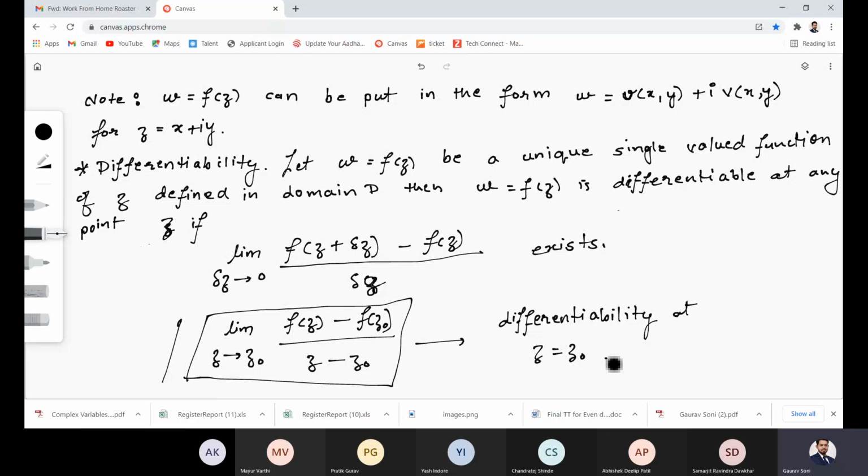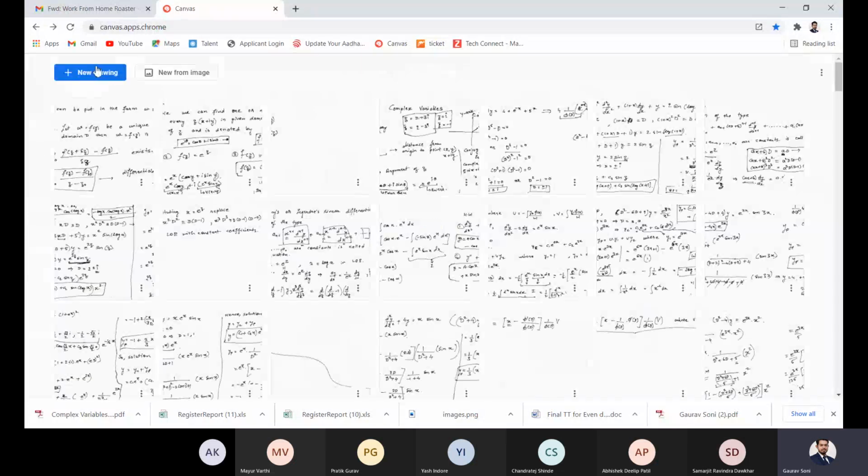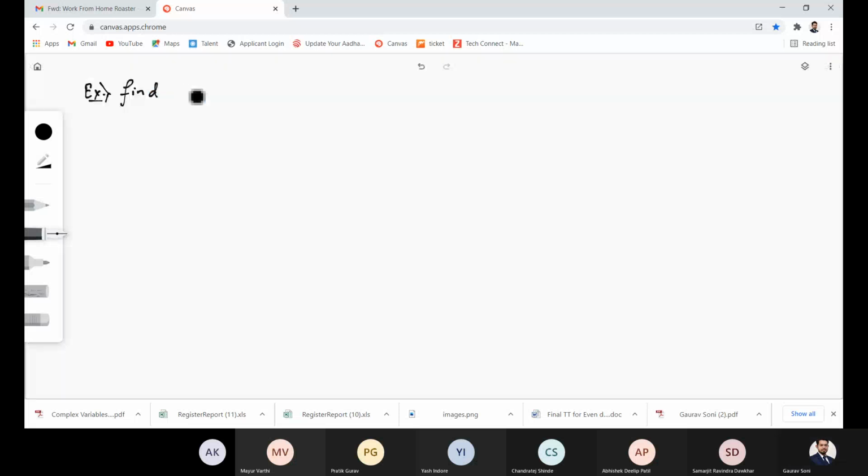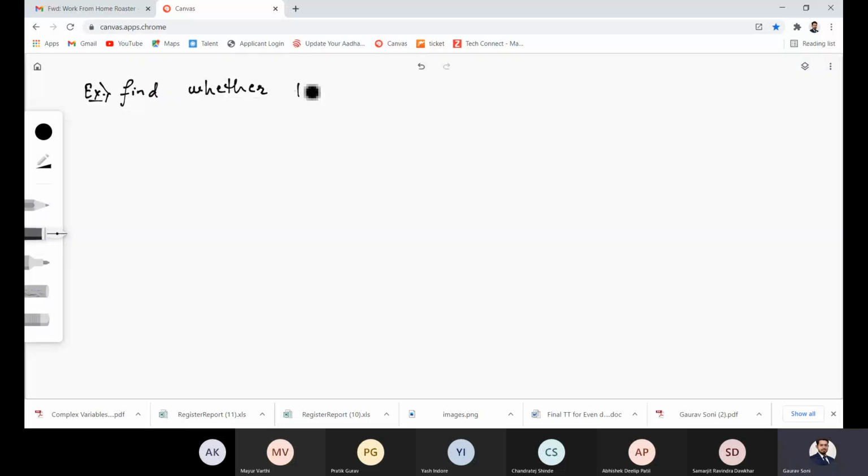Fine. So as we have understood the definition, we will quickly study some of the examples where I can check whether a given function is differentiable or not. So, an example: find whether the following functions are differentiable.